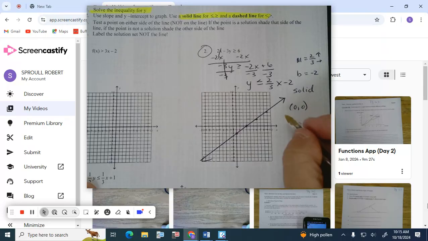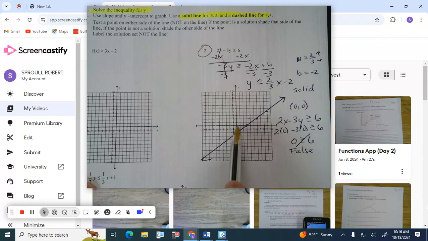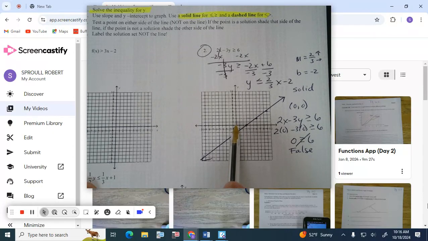I'm going to write the original equation. You could put the new one, but I always go back to the original to check that, and it will work the same way. So I'm going to put down my original inequality, substitute in my zeros. So I am checking right now, is the point 0, 0 a solution? So I get 0 is greater than or equal to 6. And I ask myself, is 0 greater than 6? And I say, no, that is false. So that means 0, 0, which is right here above the line, is not a solution.